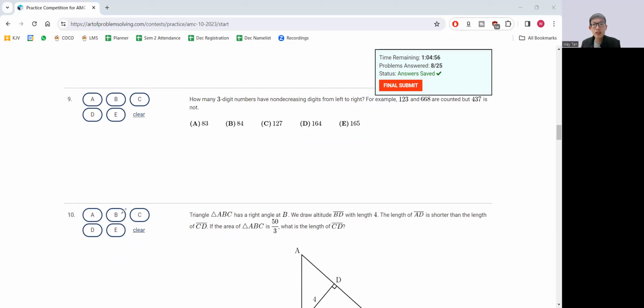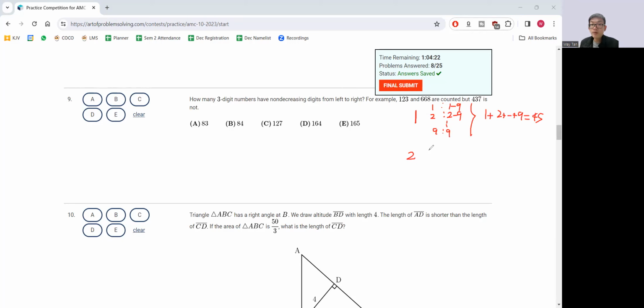Okay, so there are 2 methods to do this. The first method would be to just do a bit of listing, right? So I say that for the first digit, if it's 1, and then if the second digit is also 1, then I have 1 to 9. If the second digit is 2, then I have 2 to 9, all the way until only 9. So how many cases are there? This is 1 plus 2 until 9, which is 45.